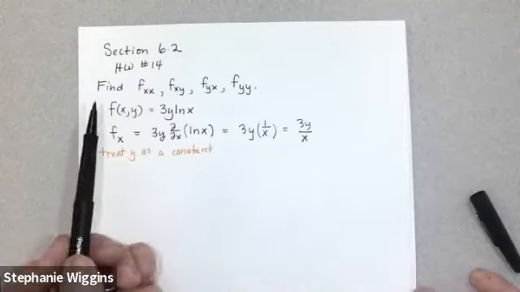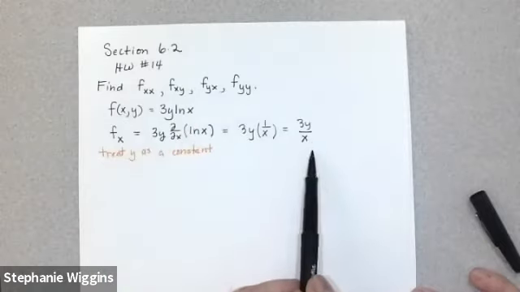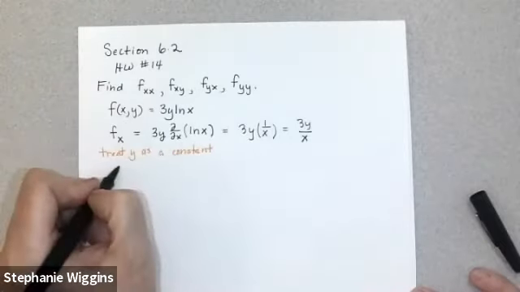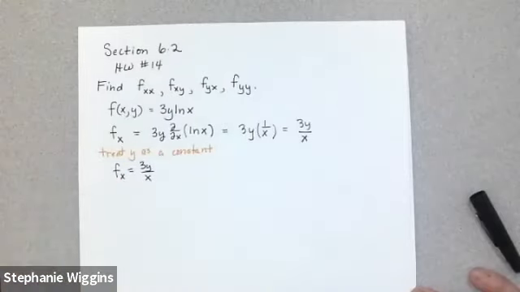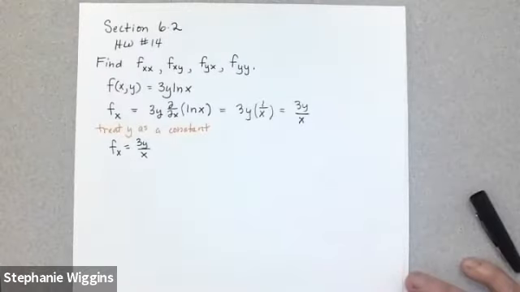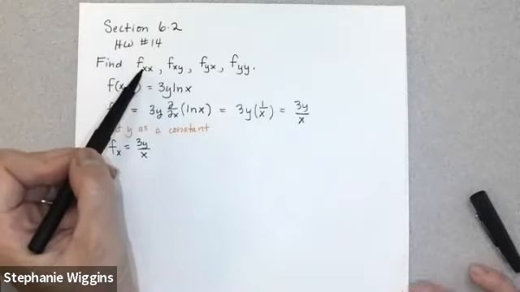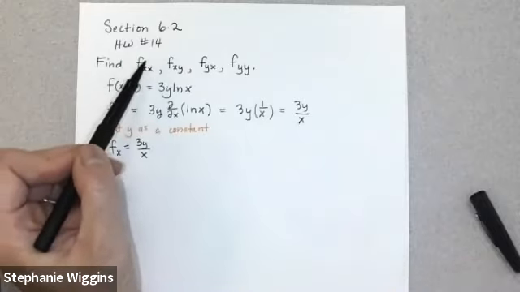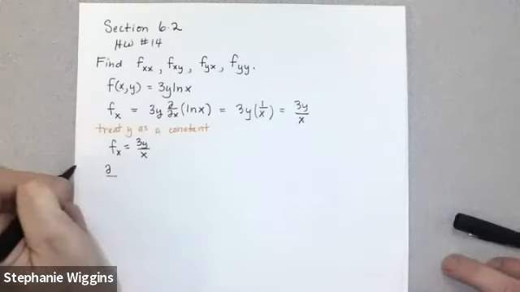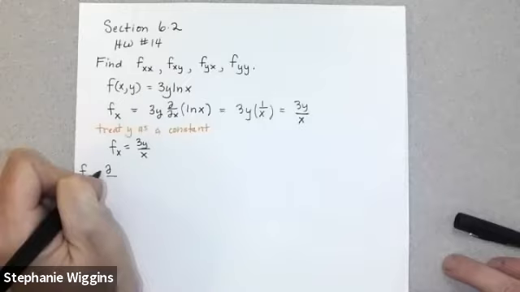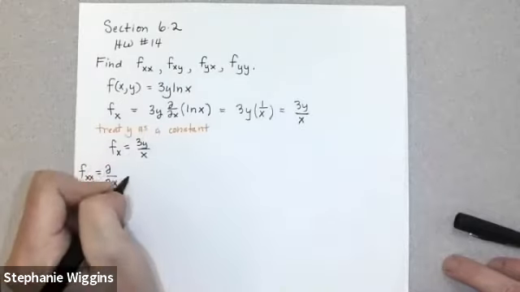Okay, now in order to find fxx and fxy, I'm going to take this new function. So I'm just going to write it down here. And I'm going to this time differentiate with respect to x. I've already done it, differentiated with respect to x one time. Now I got to do it again. So I'm going to take the derivative, and we're talking about fxx. I'm taking the derivative with respect to x of this.